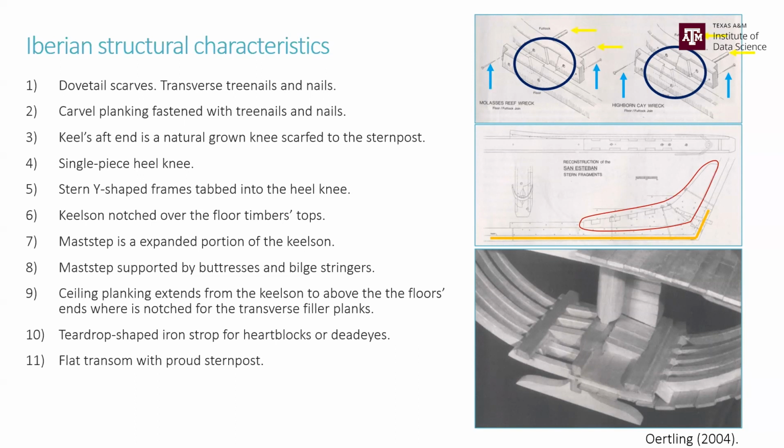the extended keelson for a masthead, and the buttresses and bilge stringers, among other features, are resourceful markers to identify the Iberian origin on shipwrecks. Of course, besides personal belongings of the crew and dendrochronological analysis. Thus, I would like to propose another way to define the Iberian tradition.